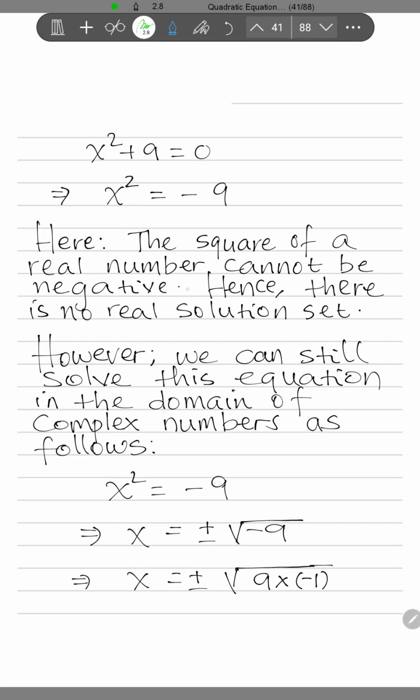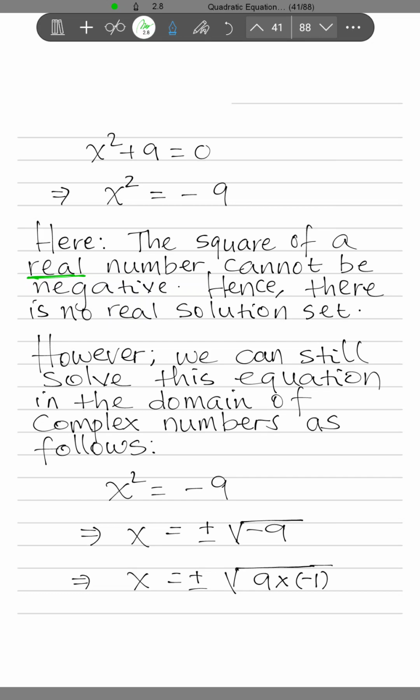Here the square of a real number cannot be negative. Actually, the square of a real number is an important term here. It cannot be negative. But there is a number which satisfies this expression, and that number is a complex number. I can solve that one so that when we see it later on, we understand what it is. No problem. Hence, there is no real solution set.